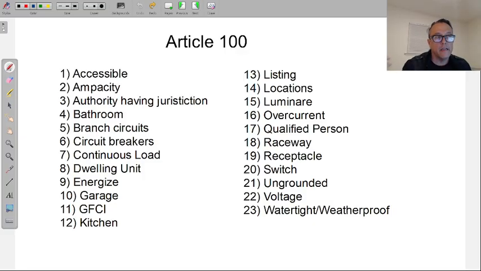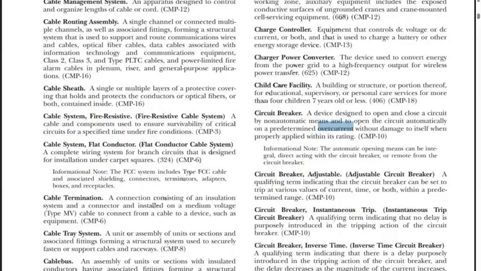If it does, then the breaker is going to, in this case now, not non-automatic means. Now we want automatic means to do that. On predetermined overcurrent without damage to itself when properly applied within its rating. All right, that's why I was going into all those words, because they're going to show up here.